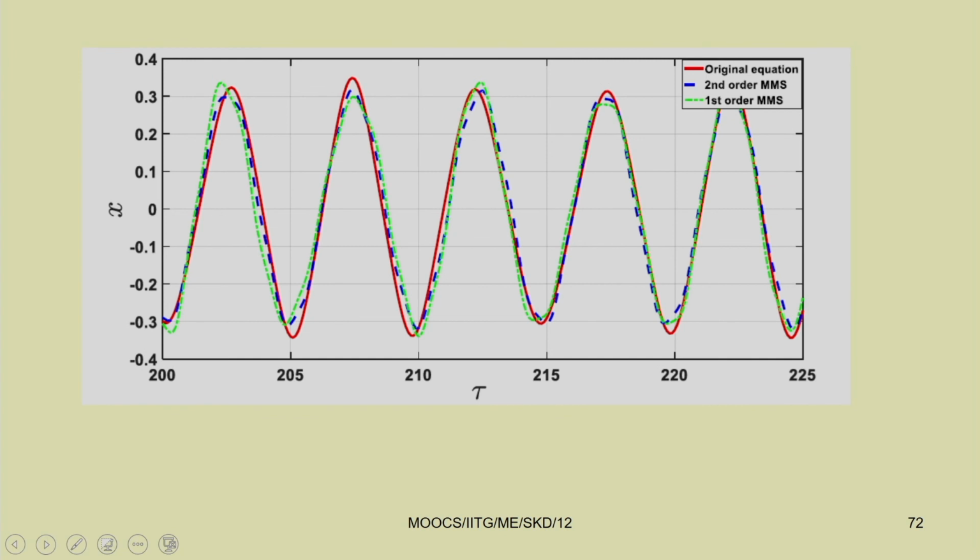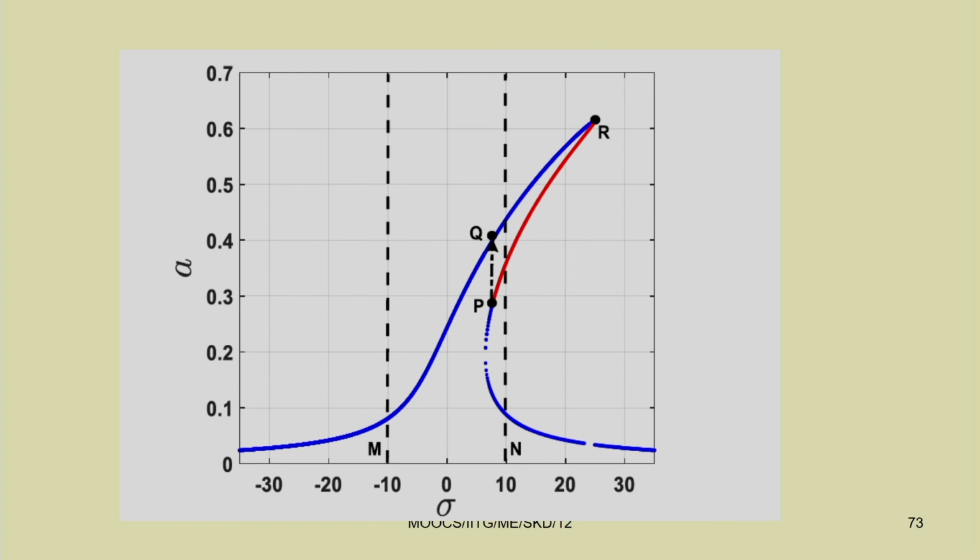So, this is a comparison of the original equation, solved using ODE45, with the first order method of multiple scales and the second order method of multiple scales, and this is known as the frequency response curve. So, the previous one is the force response curve and this is the frequency response curve.